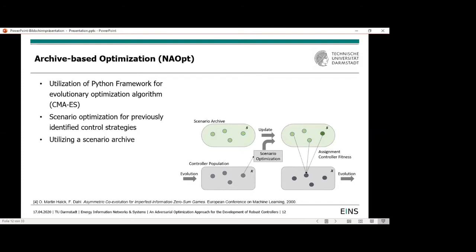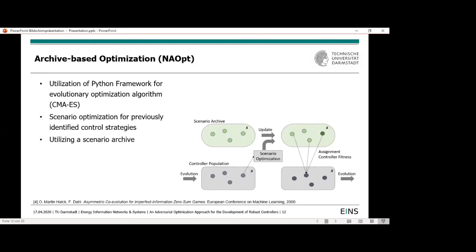Here, an optimization archive is utilized to store a diverse set of worst-case scenarios over the optimization run. The scenario archive is depicted here. With this approach, the previously identified worst-case scenarios are not forgotten, as was the case for the iterative co-evolutionary approach. Older scenarios are specifically considered in the optimization problem, and with this approach, we can identify even more robust control strategies over the optimization run.